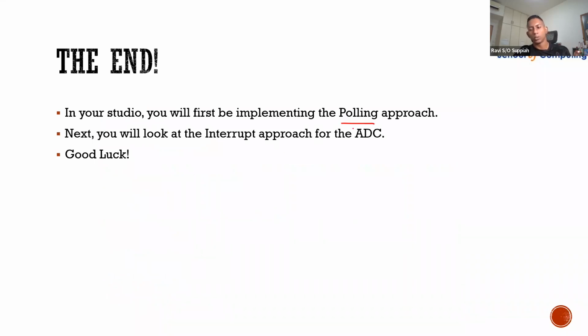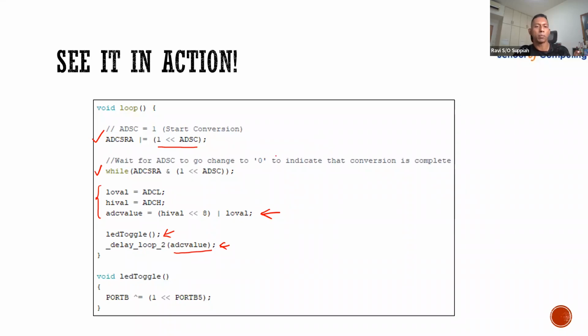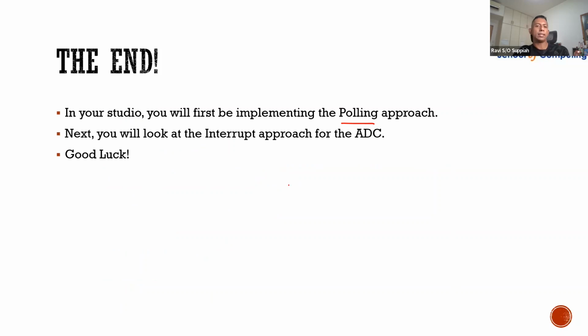That is what you first do in the polling approach. Why is this considered the polling approach? Because of this: we are polling while we wait for the SC bit to go from 1 to 0 to indicate that it's complete. So it's the polling mode. Then in the next activity in the studio, you'll be looking at the interrupt approach to achieve a similar outcome, and then we will compare how the interrupt approach works compared to the polling approach.